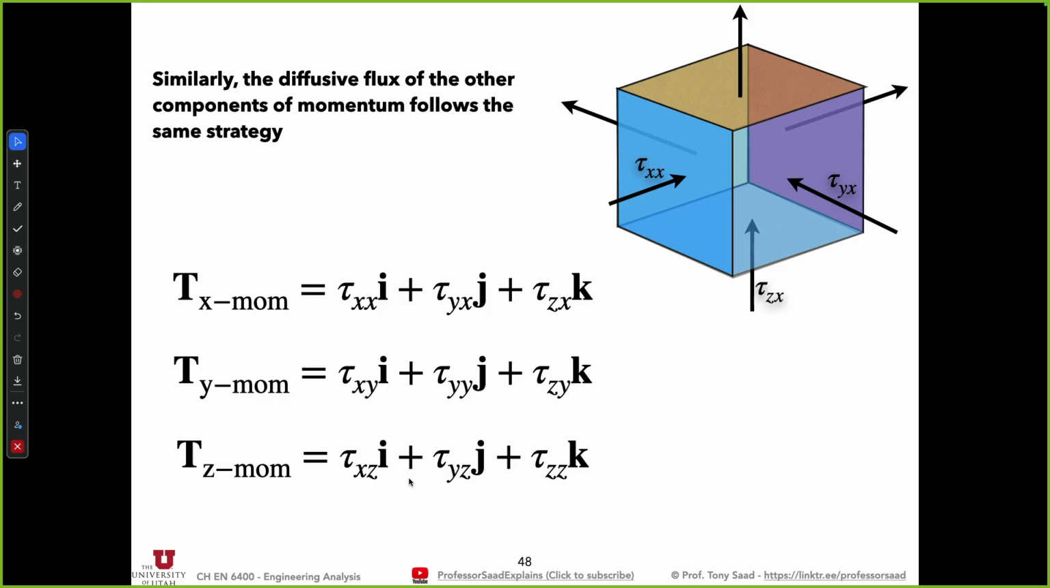Because someone might say, well, x direction, isn't that x momentum? Isn't x momentum in the x direction? Sure. But a direction is just a direction. What I care about is which component I'm diffusing. So this tau xz and tau yz, tau zz, they belong in the z momentum equation, right? Because they correspond to the diffusion of the z momentum component.